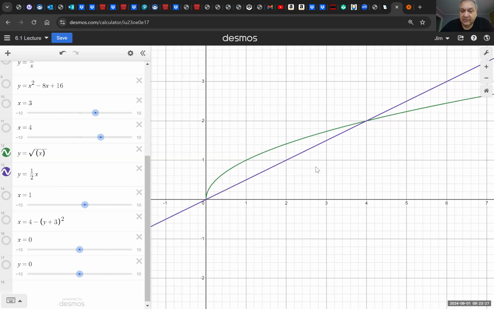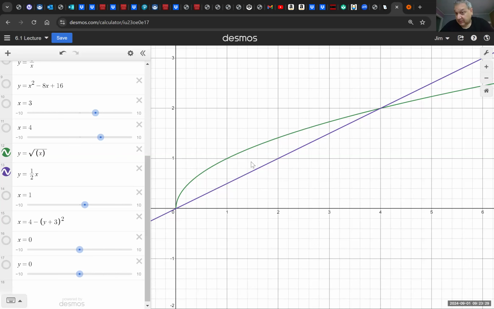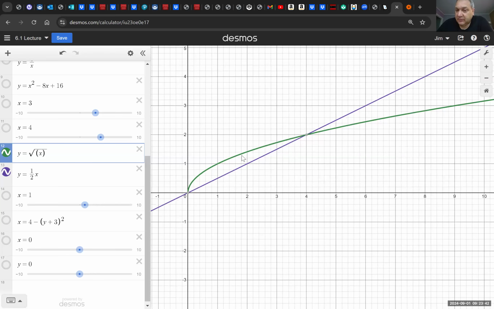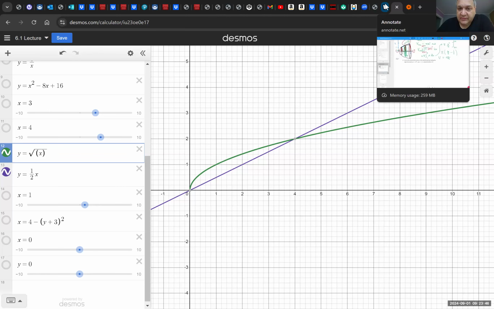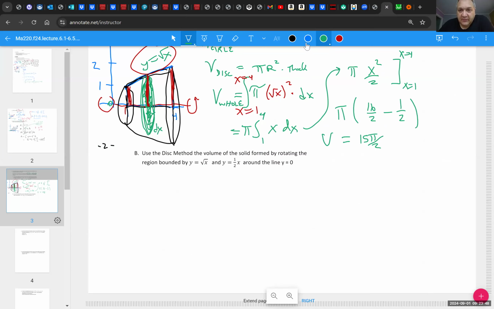If you saw the video in 6.1, these may look familiar. We did one like this before. So it goes from 0, 0 with a straight line all the way up to 4, 2, and the curvy thing on top. The curvy thing being the square root of x. Okay, back to my lecture notes. Recreate a rough picture so that the reader can see what we're doing.